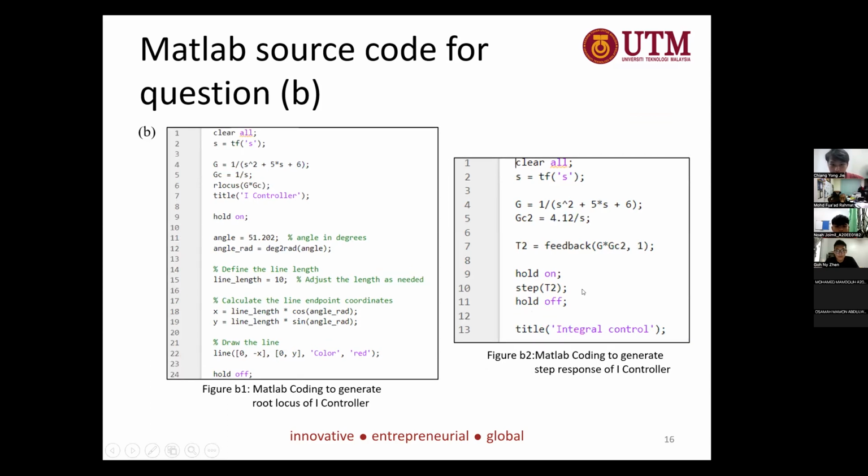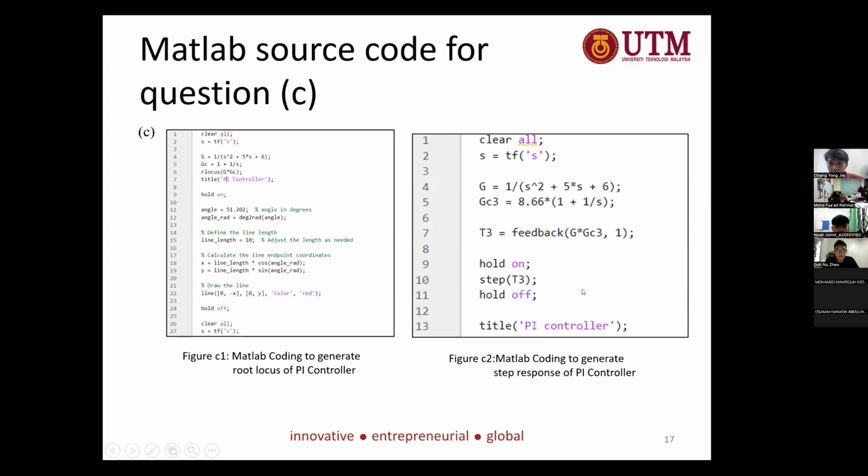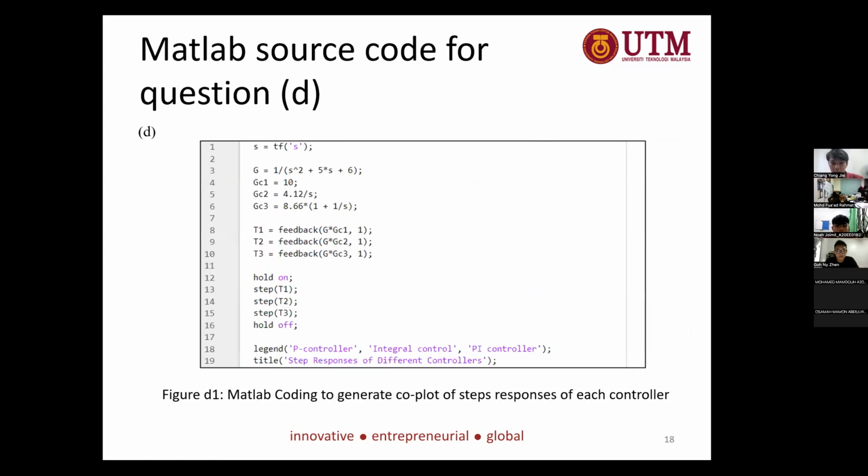Similarly with question B and question C for the I controller and PI controller. Next is question D, which is to plot the root locus and the step responses for the 3 controllers together in one plot. How I did it is I used hold on and hold off, so that the 3 step responses generated from MATLAB are able to display in one graph.